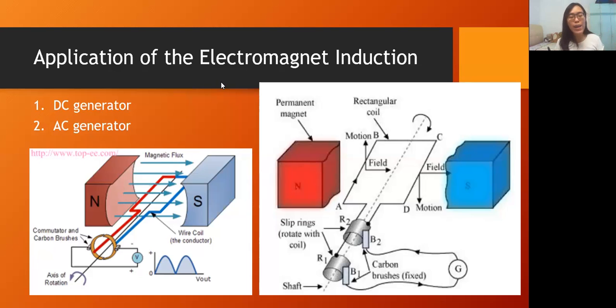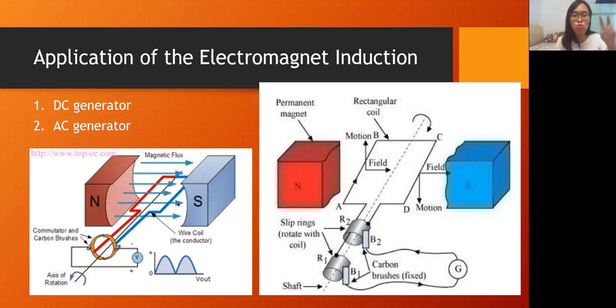So why do we say it uses electromagnetic induction? This is what is inside a generator, a simplified one. You have a permanent magnet here, and this is the coil. When the coil turns, it will cut the magnetic flux of the permanent magnet, and it will induce current.